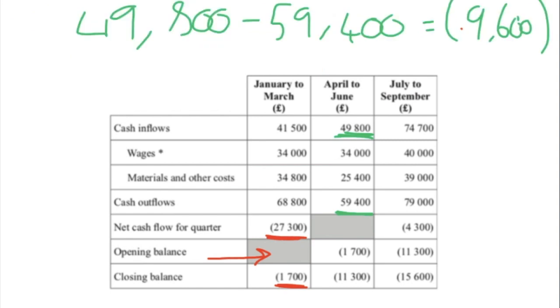So again, 49,800 minus 59,400, and we should get minus 9,600. As we can see, in all the quarters, the closing balance is negative, and it continues to get worse. We could argue that this suggests there's a cash flow problem within this company. Now, many new businesses might experience negative closing balances at the beginning with high initial costs, but see the net cash flow improving from month to month, so we see promise.